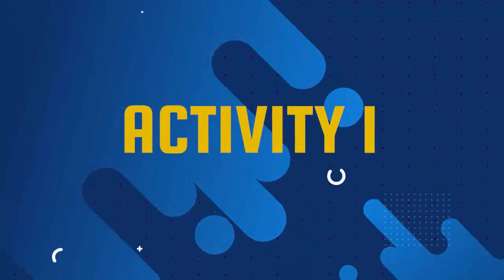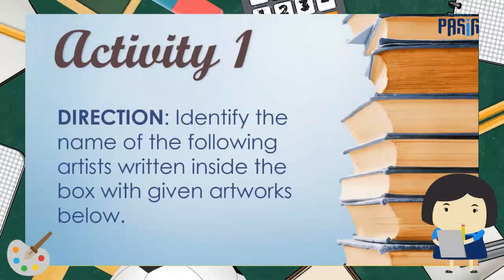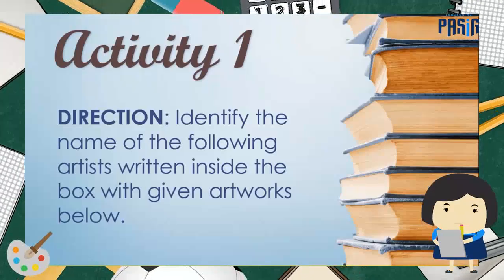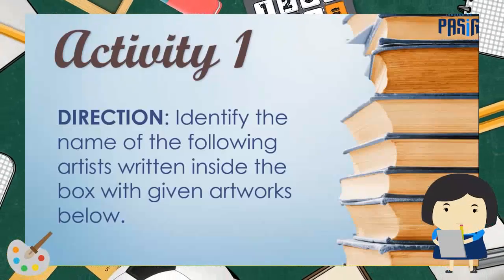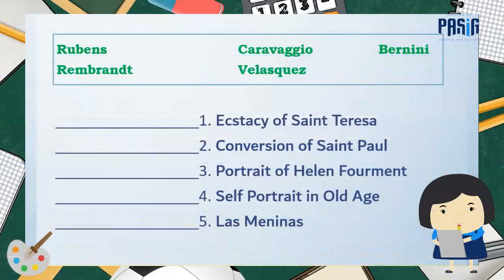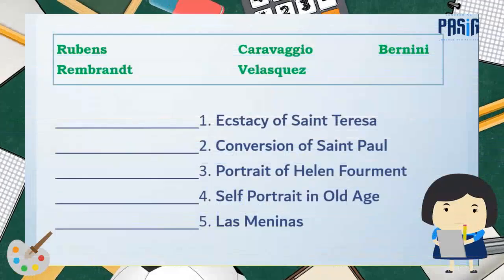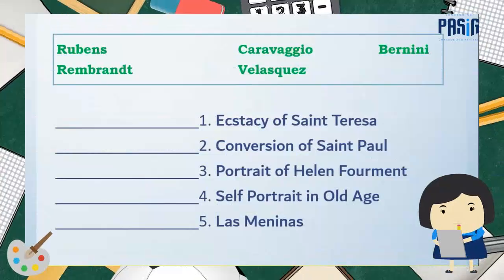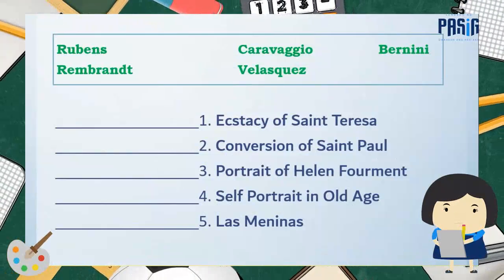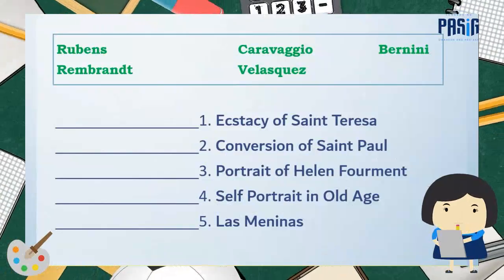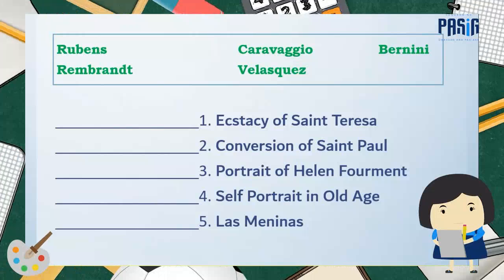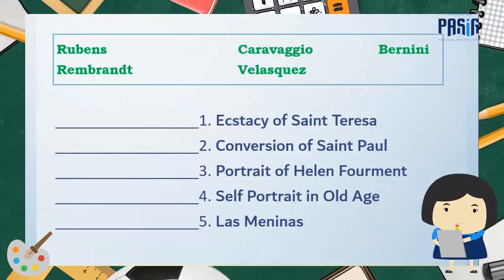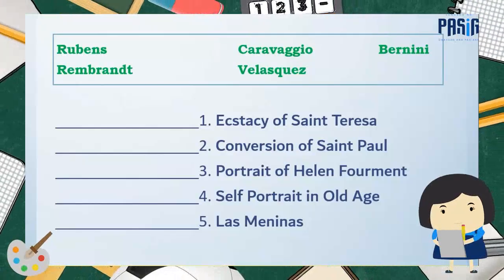Now that we're done with our discussion, let's have some activities to test what you have learned today. For your first activity, identify the name of the following artists written inside the box with the given artworks below. Number 1, Ecstasy of Saint Teresa. 2, Conversion of Saint Paul. 3, Portrait of Helene Fourment. 4, Self-Portrait in Old Age. 5, Las Meninas.